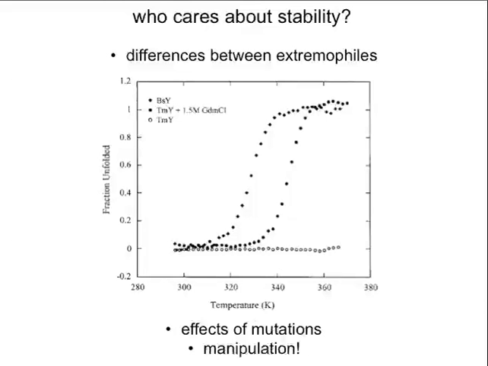Moreover, understanding the structural basis of protein stability allows us to manipulate systems, and you probably are all aware that lots of biotechnology applications, such as the polymerase chain reaction, require the use of proteins derived from hyperthermophiles in order to function. So we make use of these stability differences in everyday molecular biology.